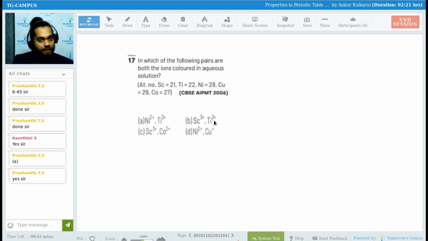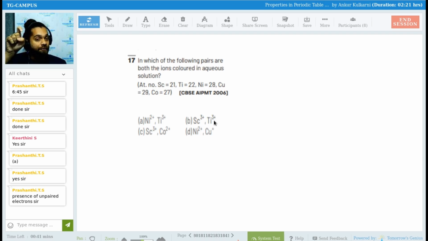Come on. Correct. And Sadhana, first of all discuss with me, what is the reason for color? Why do we see color? In the last lecture we had discussed this. Isn't it? Sadhana, what is the reason for color? Presence of unpaired electron, d-d transition.